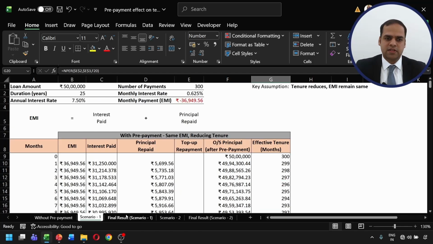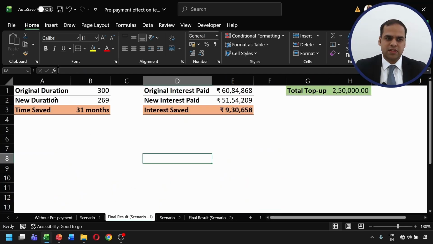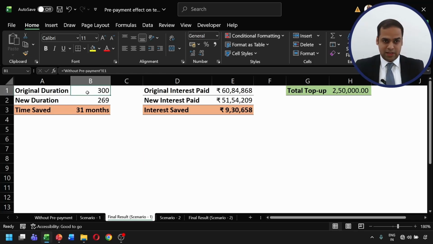So the final result of scenario 1 is that the original duration was 300 months and the new duration is 269 months. So the time saved is 31 months. And the original interest we paid was 60 lakh rupees approximately. The new interest which we are going to pay is approximately 51 lakh. So interest saved is 9 lakh 30,000 and the total top-up which we have done is 2 lakh 50,000.